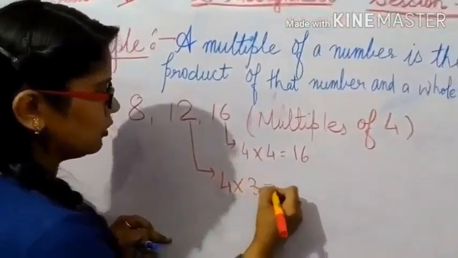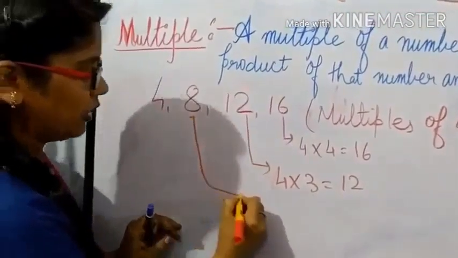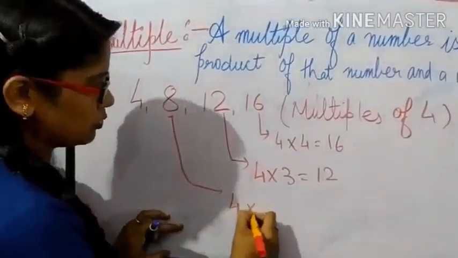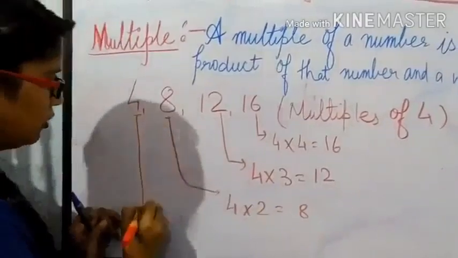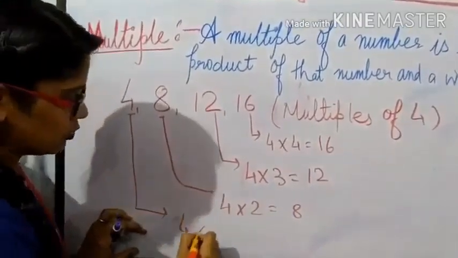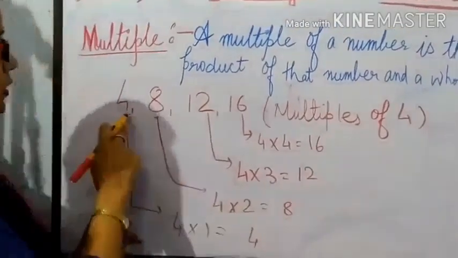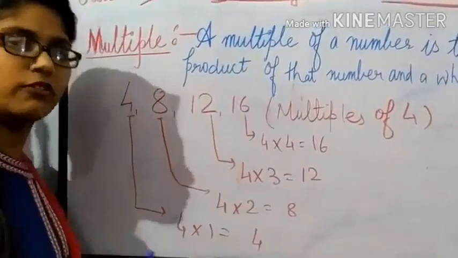4 into 3, 12. Now I am taking 8. 8 comes in the table of 4 in 2 times. So 4 into 2 is 8. Now 4 comes in the table of 4 in 1 time. 4 into 1 equal to 4. So these 4, 8, 12 and 16 are the multiples of 4.